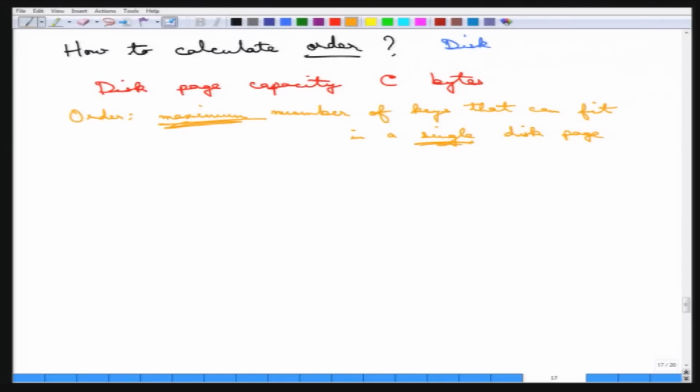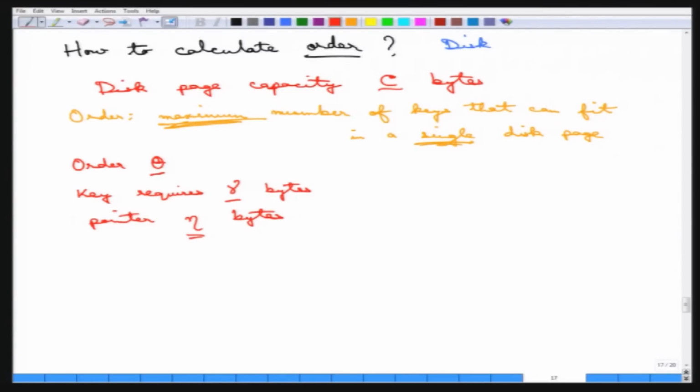Let us say the disk page capacity is C bytes. Let us say the order is theta, and we will calculate what theta is. Suppose a key requires some gamma bytes to store, and a pointer to where the data is requires some eta bytes.